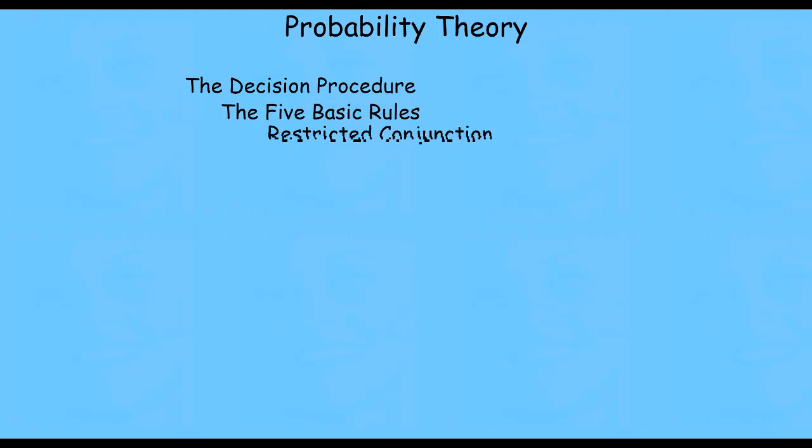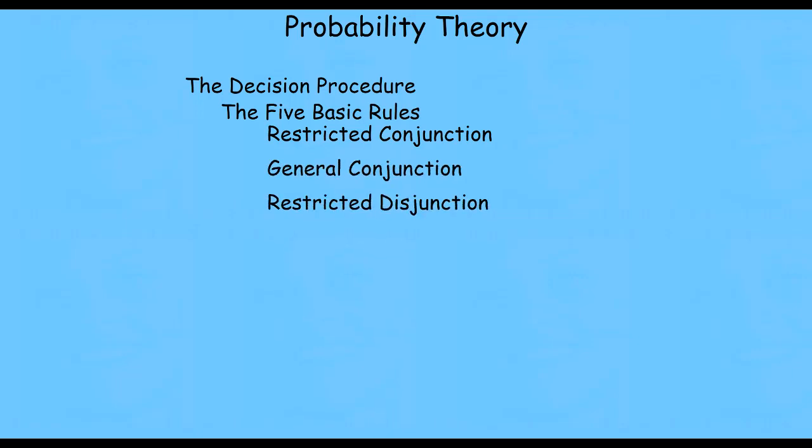So we're going to have 5 basic rules. We're going to have a restricted conjunction rule, a general conjunction rule, a restricted disjunction rule, a general disjunction rule, and then a negation rule. In addition to these 5 basic rules for computing probability of more complex events from the probability of simple events, we're also going to talk about and introduce a very simple version of Bayes' theorem, which will allow us to update our probabilities in light of new information.